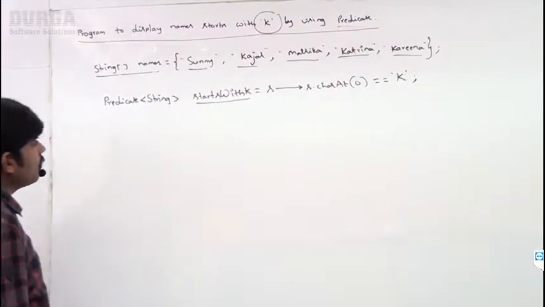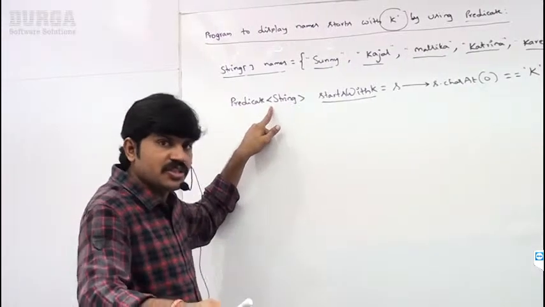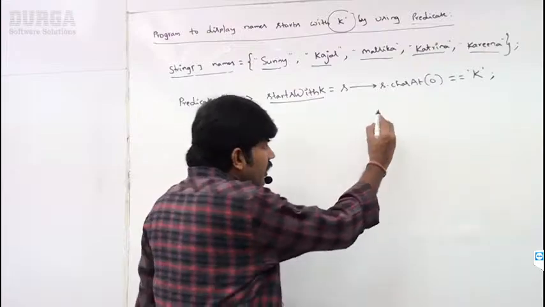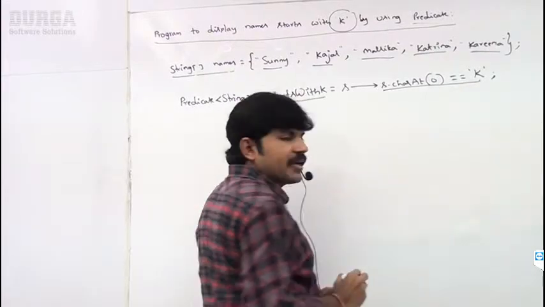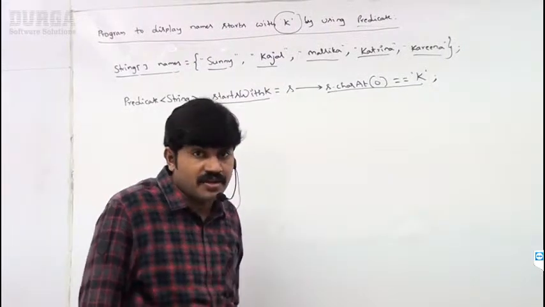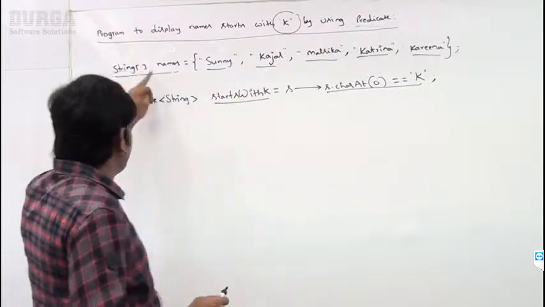Clear, right? That's all. So by using this predicate, we can check whether the given string starts with K or not. If the string starts with K, this predicate's test method returns true. If the string does not start with K, the test method returns false. Clear, right? Okay, how can you use this predicate for this array?